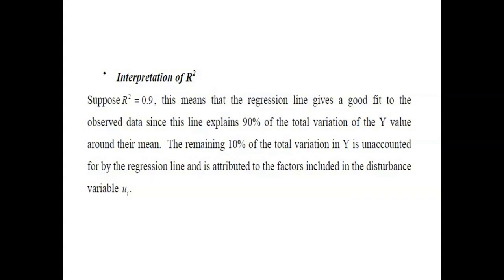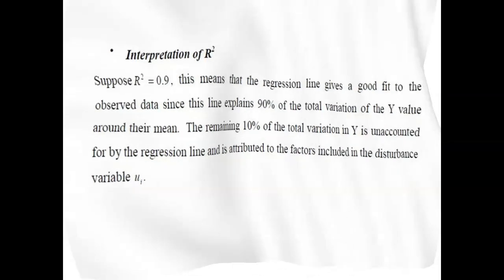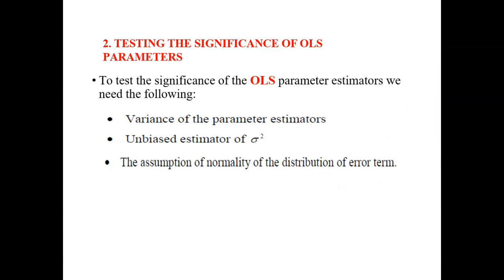Therefore, testing the significance value of OLS parameter: how this R square approaches the reality graph. So the second is testing the significance of OLS parameter. To test the significance of OLS parameter estimation, we need the following: one, variance of the parameter estimator, unbiased estimator of the population variance, and the assumption of normality of the distribution of the error term.